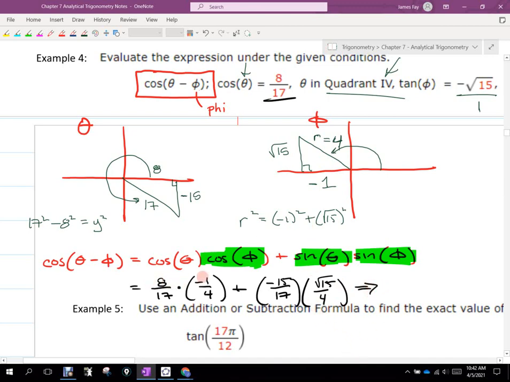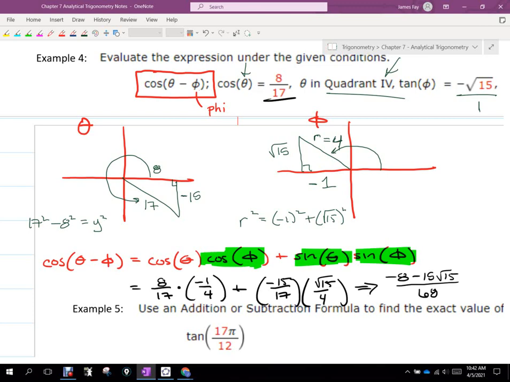all right, so when I multiply all that stuff out, I get negative 8 over 68, and this will be negative 15 radical 15 over 68. So I'm just going to put that all in one fraction. And that is the value of cosine of theta minus phi, knowing that information about theta and knowing that information about phi. Now, a lot of work there, right? Be nice to check it, right?